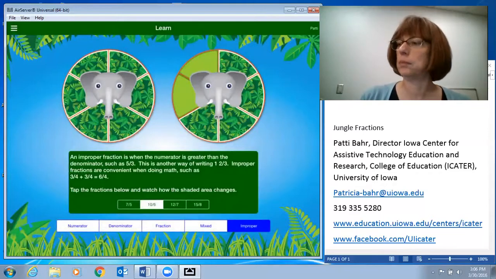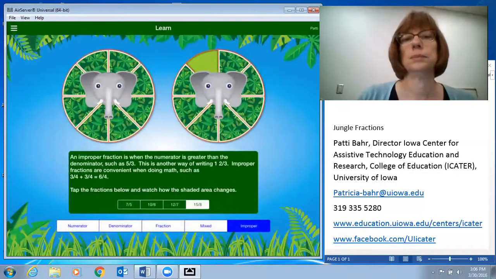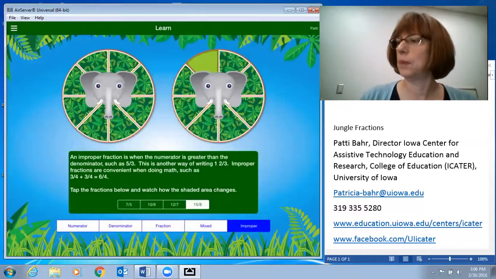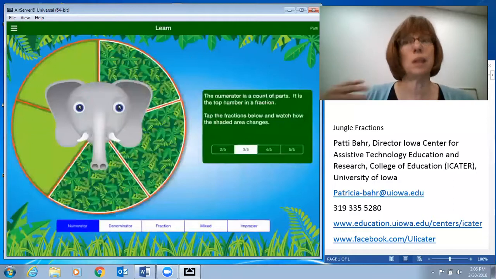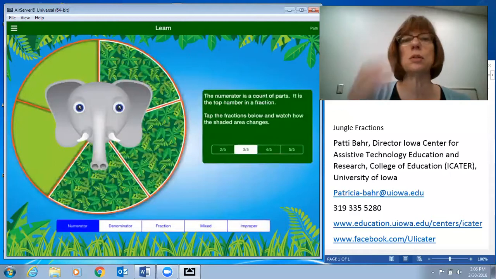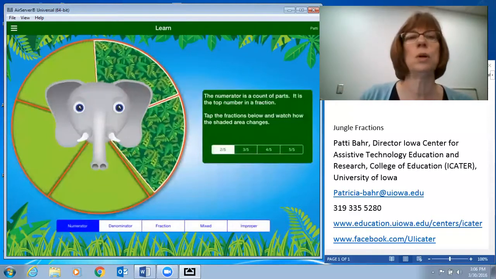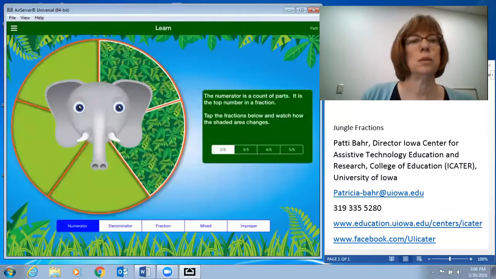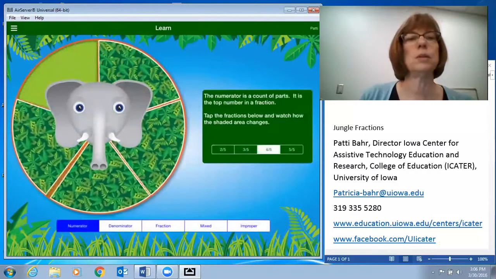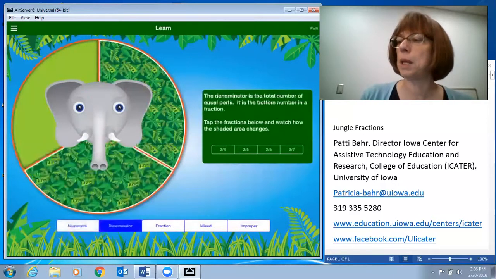10/6, 12/7, 15/8. Okay. You can go to what's a numerator. It doesn't speak. The numerator is a count of parts. It's the top number in a fraction. It doesn't speak that for you, but it will show you 2/5, that this is 2/5, that this is 4/5.